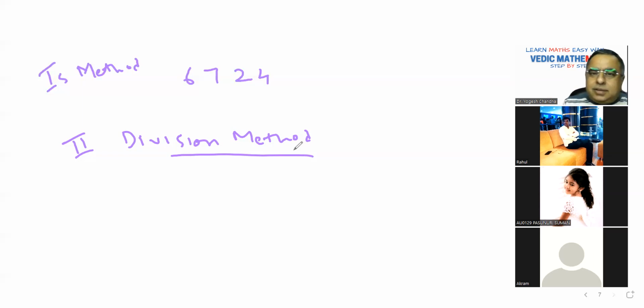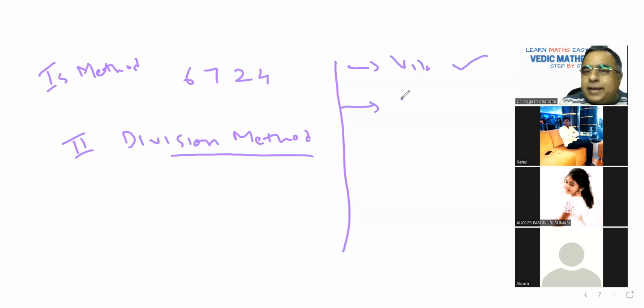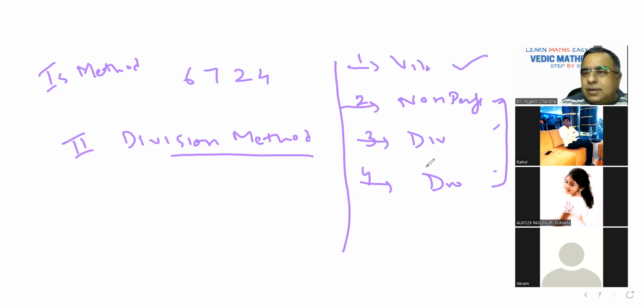Yes, sir, 82, sir. So see, this is how you have to learn. We did 4 methods. First was Vilokanam Sutra for perfect squares. Second was for smaller non-perfect numbers. Third, we did the division method. Fourth, we did Dvandva Yoga Sutra. So if it is a perfect square, follow the 1st, 3rd, and 4th. If it is non-perfect, follow the 2nd, 3rd, and 4th. This is how you'll get the practice.